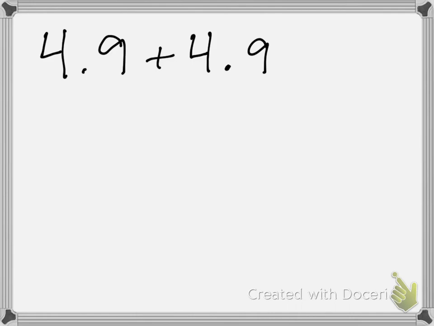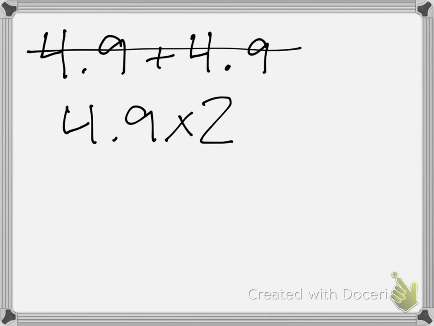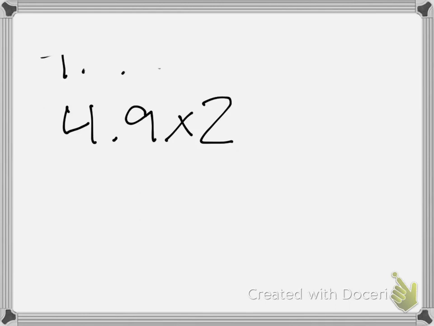So if we were looking at this one, we might have 4.9 plus 4.9. How else can I rewrite that problem? Madison? 4.9 times 2. Excellent. So I can rewrite that problem as 4.9 times 2. Now we have a problem because there's a decimal there. Now we want to get rid of that decimal. So when we're multiplying, it's kind of difficult to do with the decimal. So one thing I like to do is pretend that decimal is not there. And I'll show you what I mean by that.